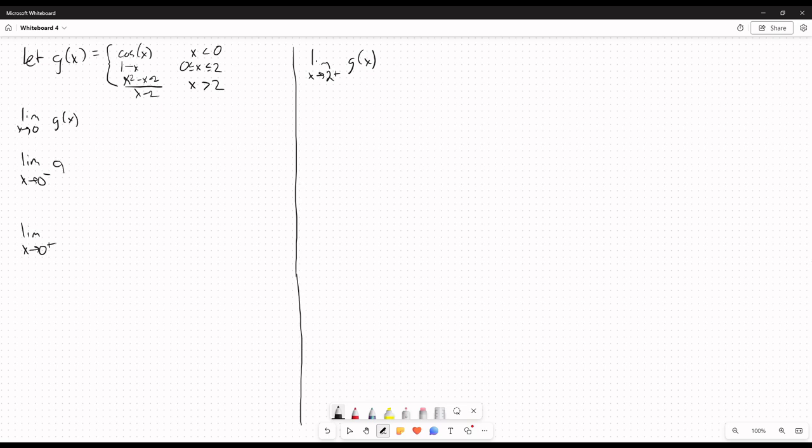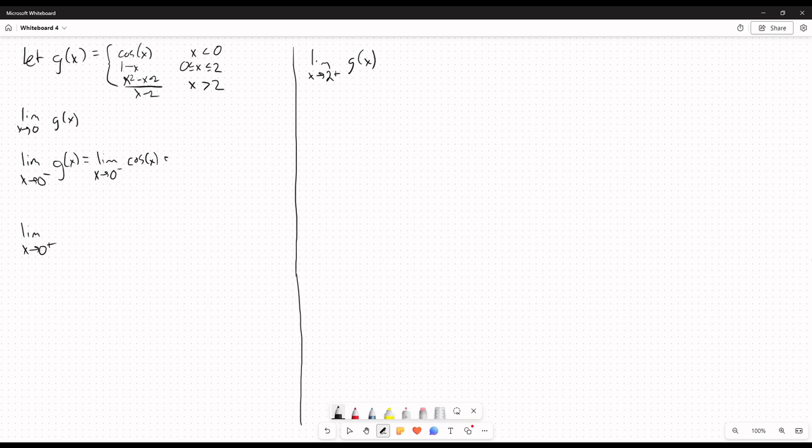So let's take a look at the limit as x approaches 0 from the negative direction. Well, let's look at which of these parts talks about values just a little bit less than 0. And that's going to be the top part, because that's for all values x less than 0. So this is going to be the limit as x approaches 0 from the negative direction of cosine of x.